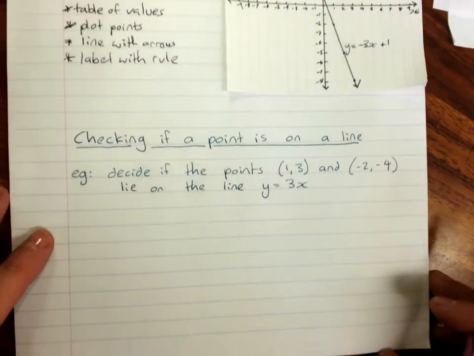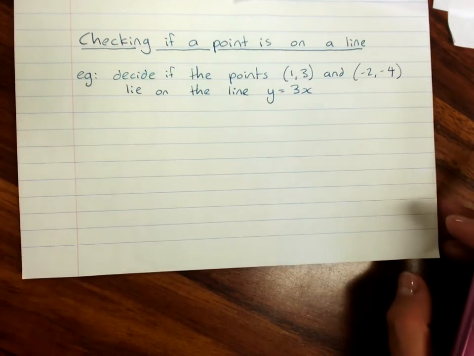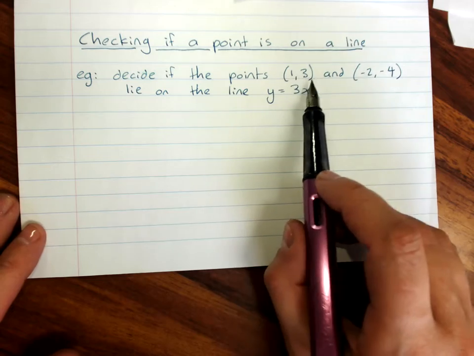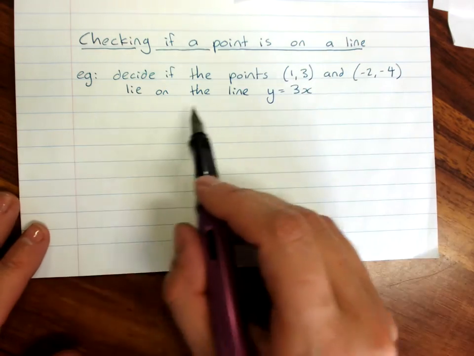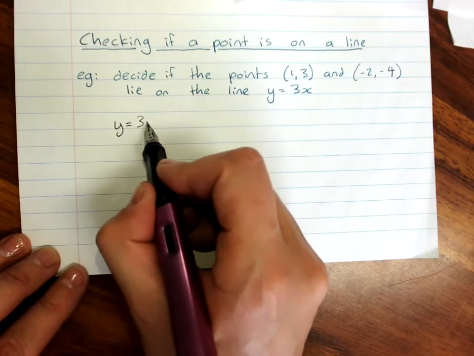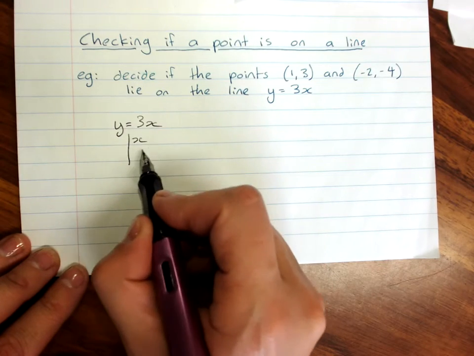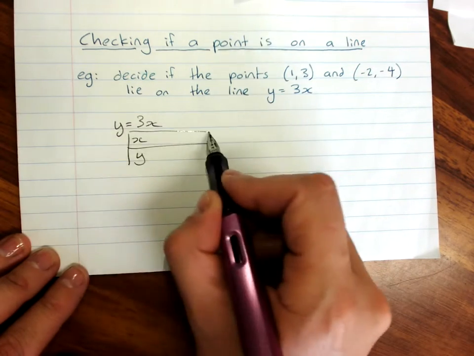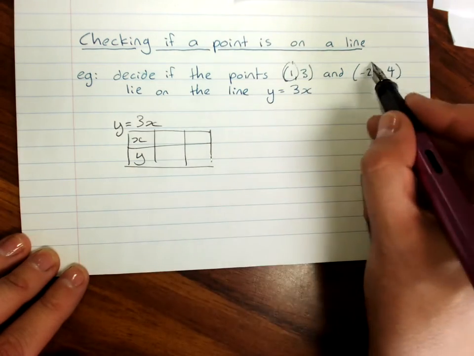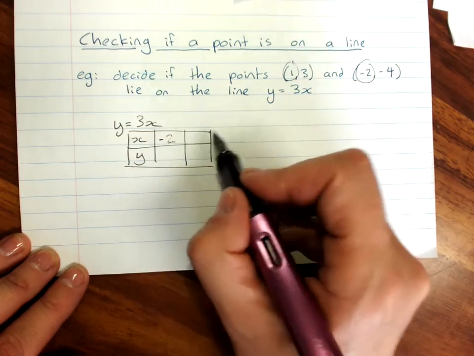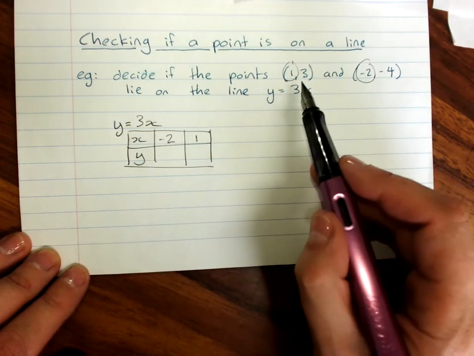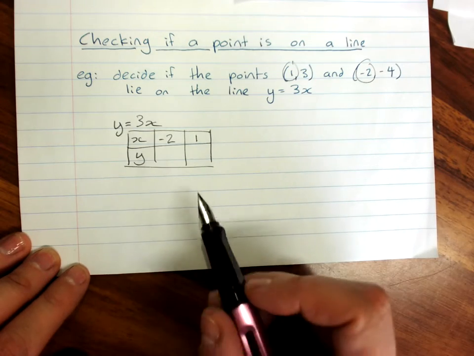There's a skill we also need, which is checking if a point is on a line. So for example, decide if the points 1, 3 and -2, -4 lie on the line y equals 3x. For this, make a tiny little table of values just with the x values in those points. Fill in your table of values and see if you get the y values.